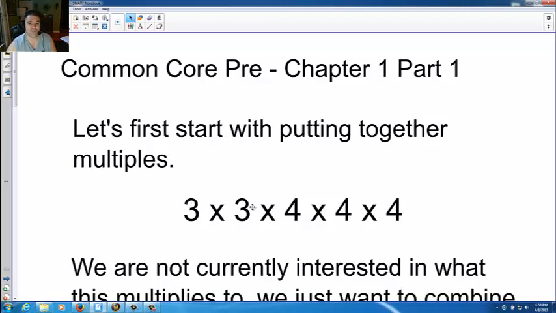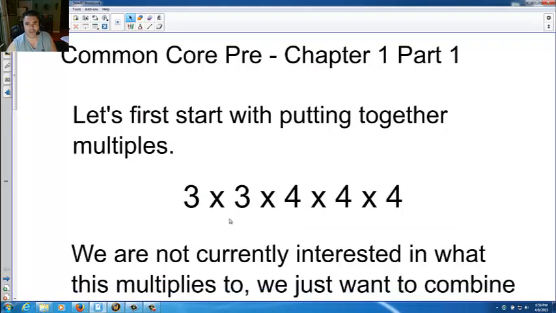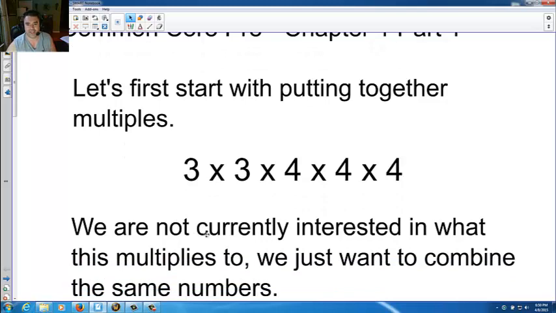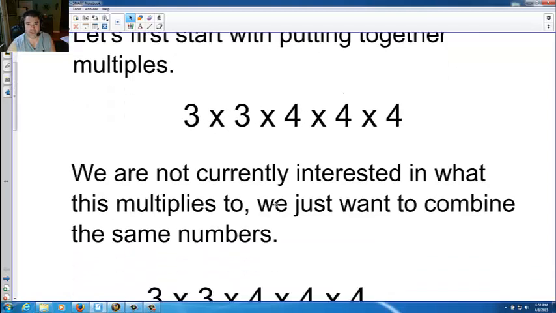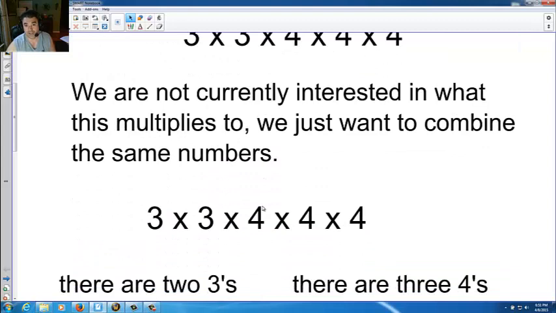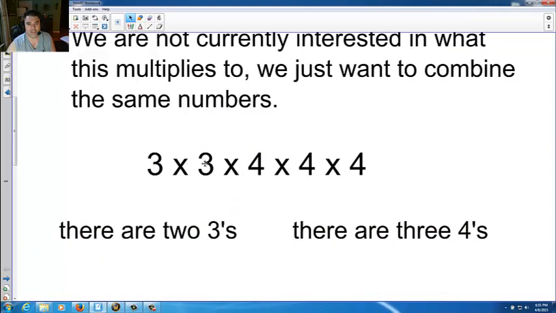What I mean by that is if you have a line of multiples like this, 3 times 3 times 4 times 4 times 4, I'm not looking for what this multiplies into. I'm not looking for a giant number. Instead, I simply want to combine these into groups. So I simply want to know how many 3's I have and how many 4's I have. Well, it's clearly not too big of a problem there. We can see there are 2 3's and 3 4's.